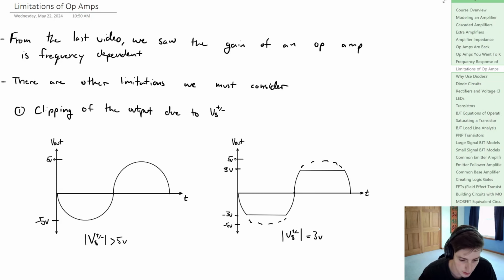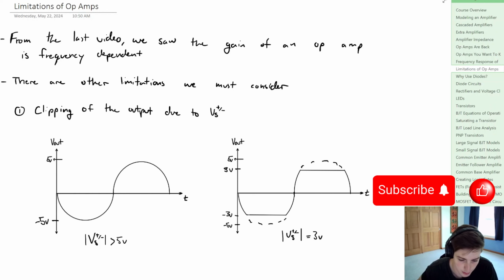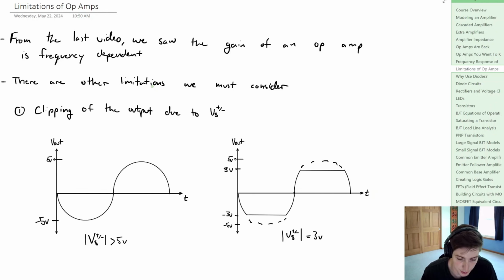Alright, welcome back to our last video on op amps in the electronics course. Now from the last video we looked at the gain of an op amp in terms of the frequency, and we saw that the gain decreases as your frequency increases. Now this was just one limitation of op amps.